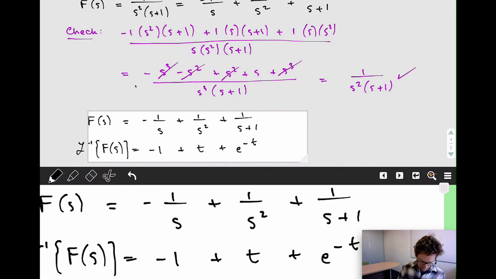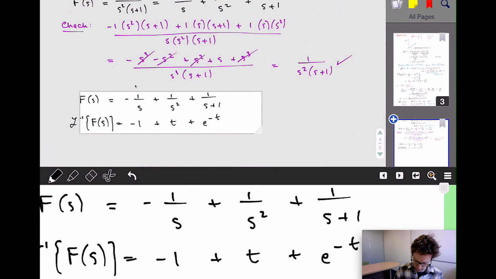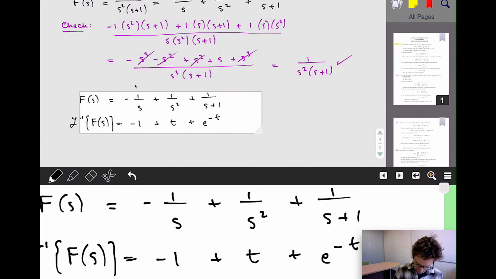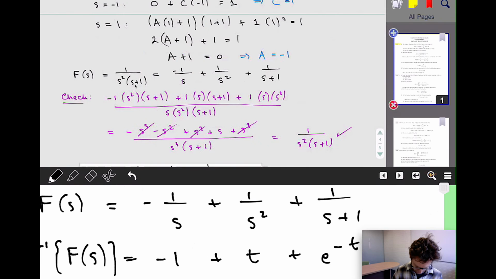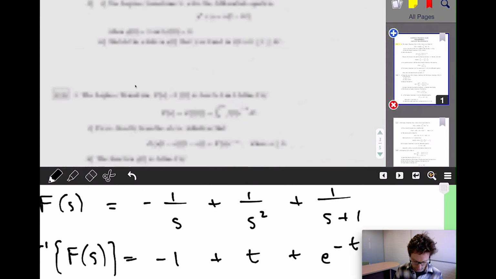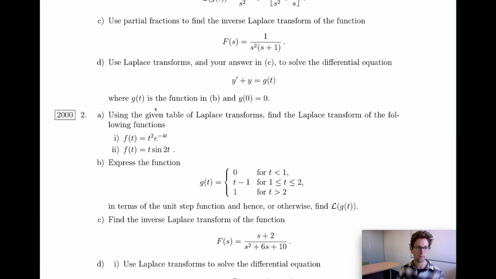All right, so let's now move on to part D of this question. And again, we're going to be using what we've found in parts B and C. So we're asked to use Laplace transforms to solve this differential equation where g of t is exactly the function in B, and we're given some additional information that y at time t equals 0 is equal to 0.